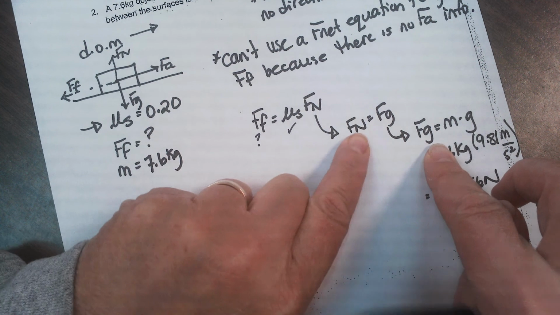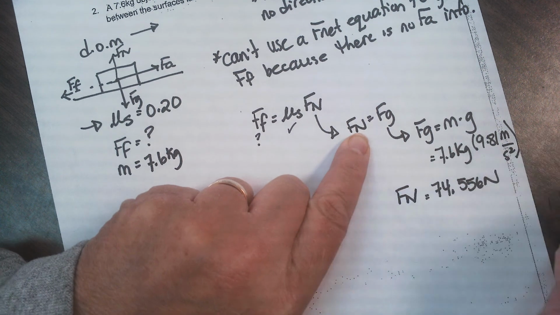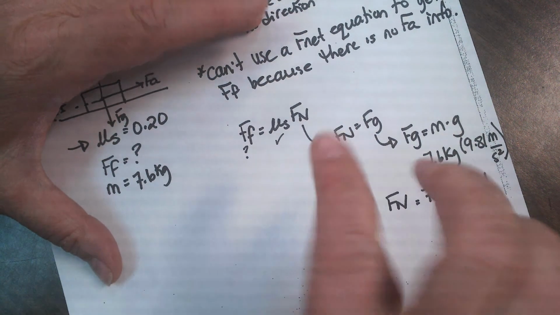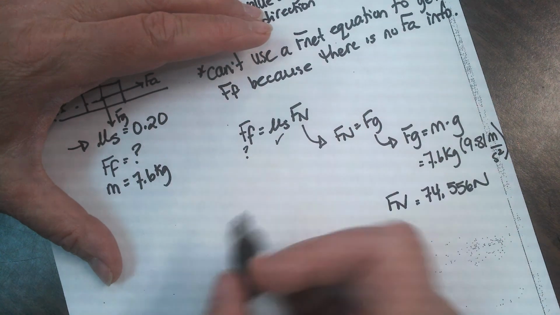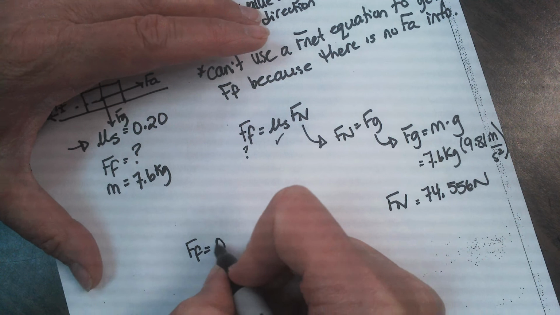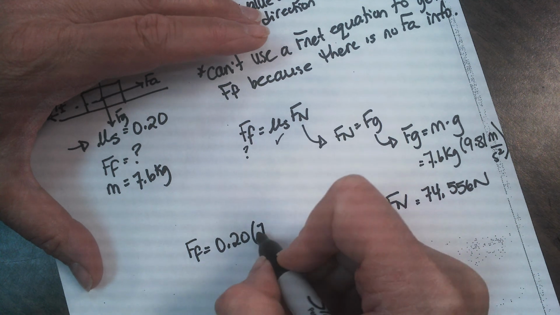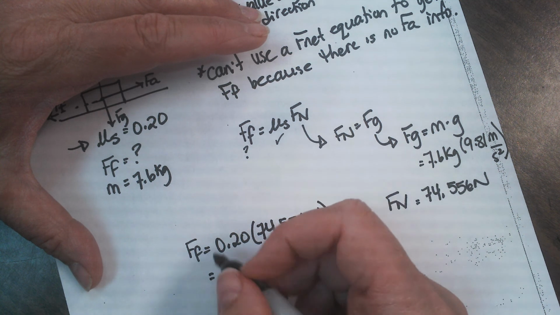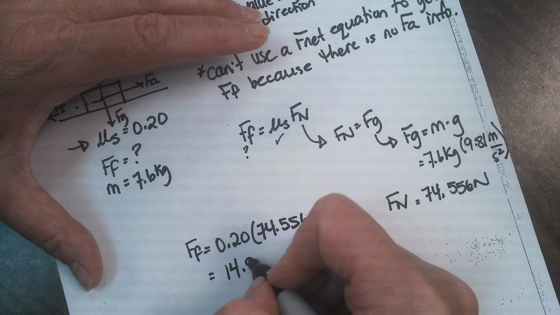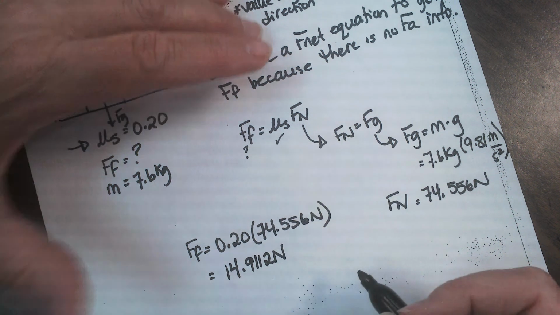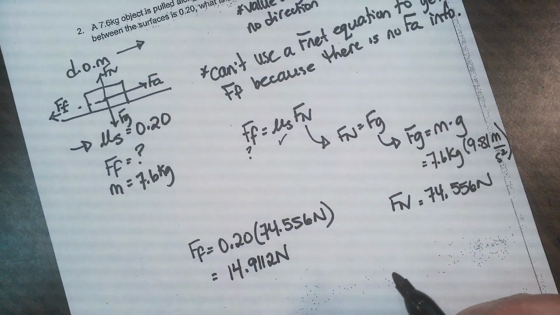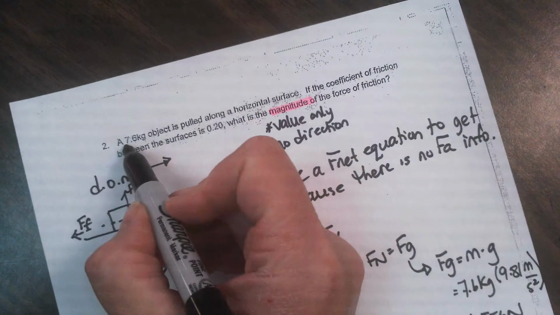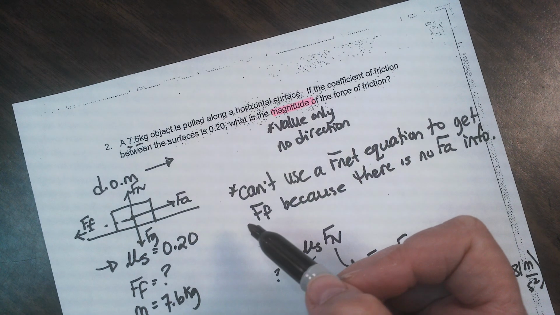Our force of gravity is equal to force normal. So force normal is 74.556. Now that I have these two pieces of information, I can figure out my force of friction. And I'm going to get a value of 14.9122 newtons. When I go back to the question, this is a 2-digit or significant digit value.